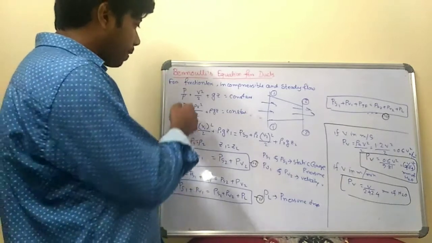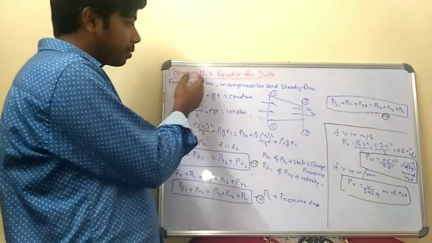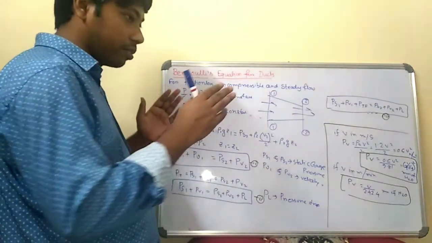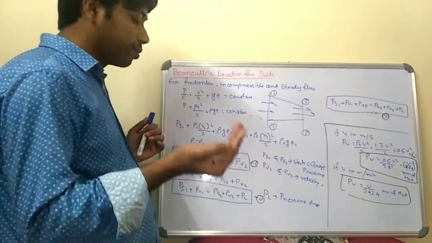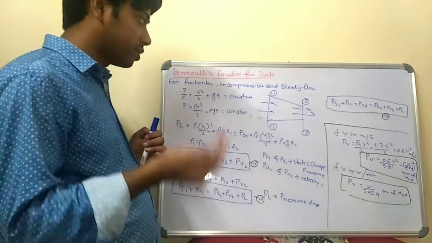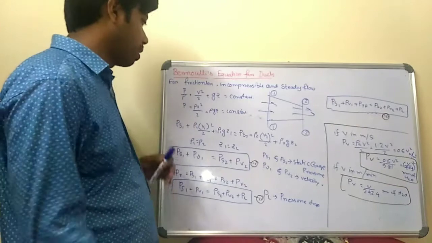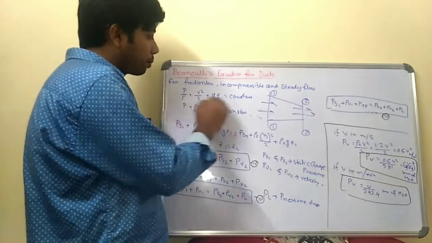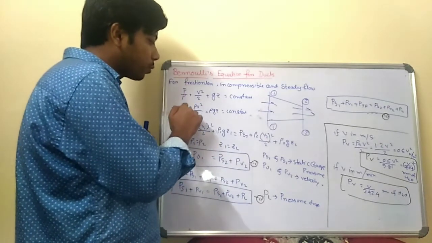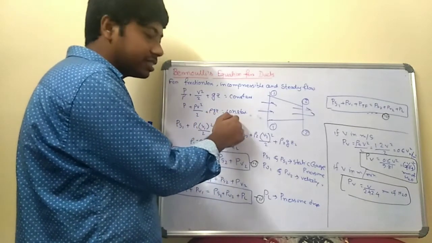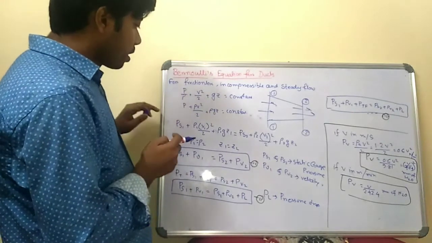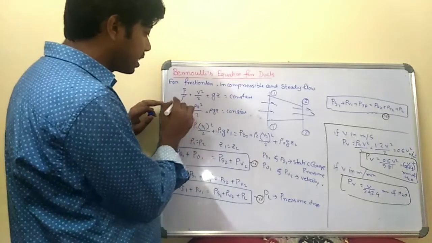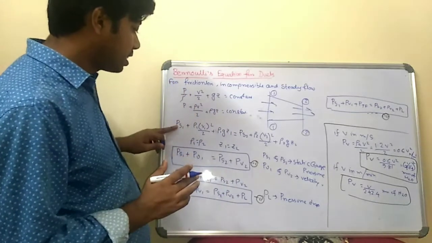Now P by rho, I think all of you know, is the pressure head plus velocity head plus datum head, and it will be constant for a particular flow field, if the fluid is frictionless, incompressible and steady. Now if rho is multiplied with this equation, it becomes P plus rho V square by 2 plus rho gz is equal to constant. Now P within this expression is basically the static pressure, that's why it is designated that way.